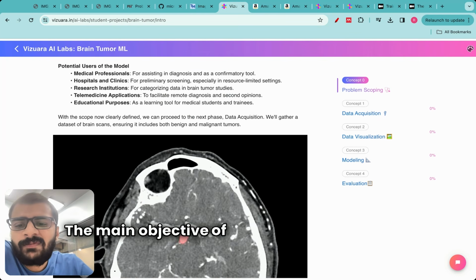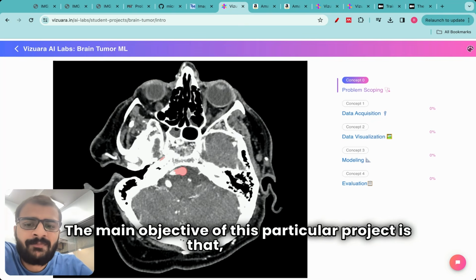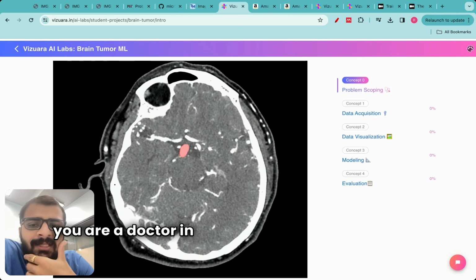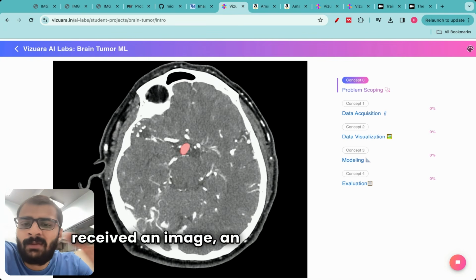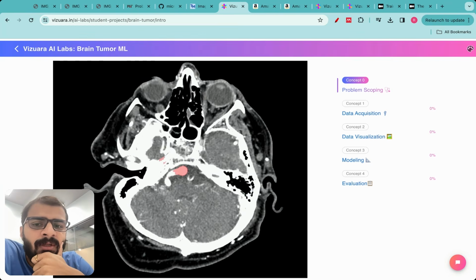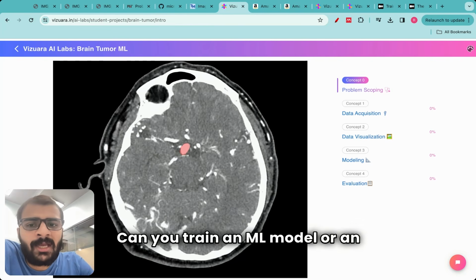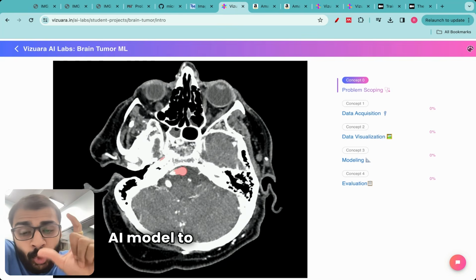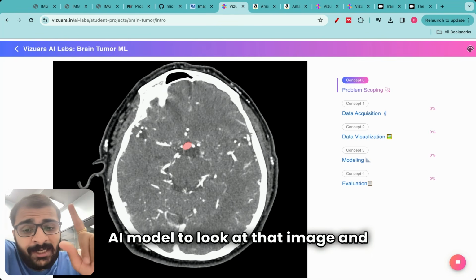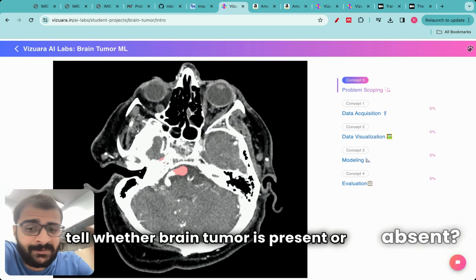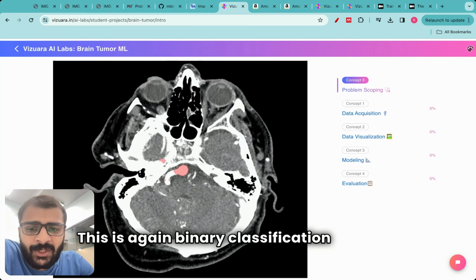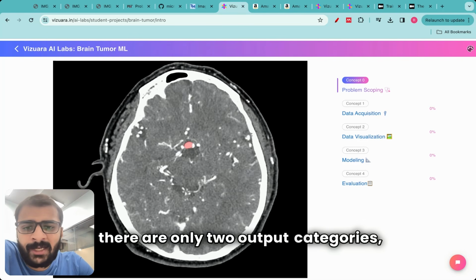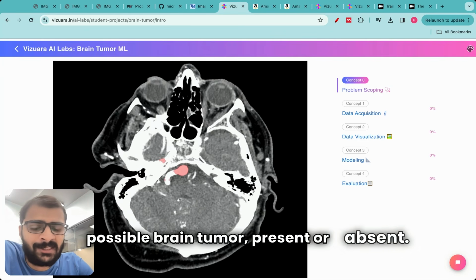I'll share this link also in the chat or in the information below this video. The main objective of this particular project is that, let's say you are a doctor in the healthcare space and you have received an MRI scan image of a patient. Can you train an ML model or an AI model to look at that image and tell whether a brain tumor is present or absent?